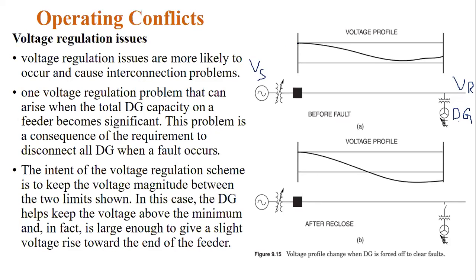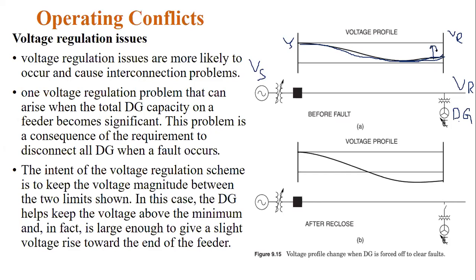This is the curve that represents the normal working condition. This is the voltage profile curve. This is the sending end, and this is the receiving end. From the sending end to the receiving end, there is some fall in the voltage levels because of transmission losses, distribution losses, and some additional factors.